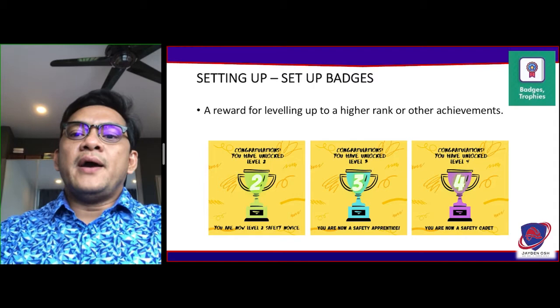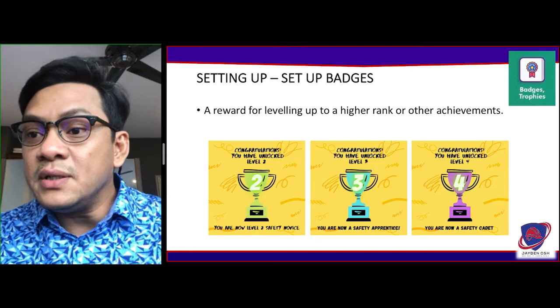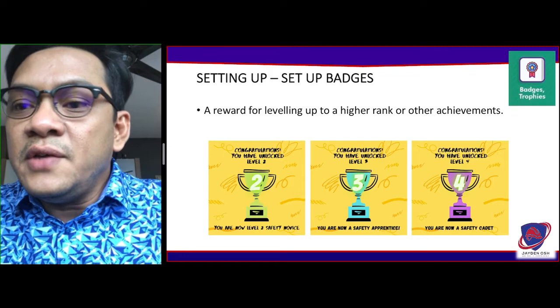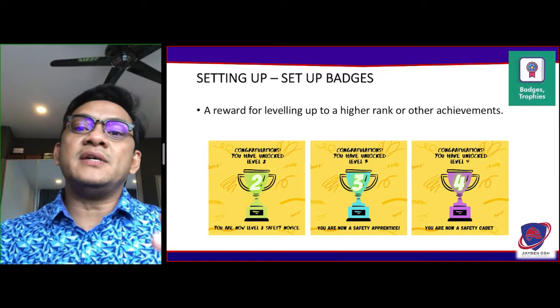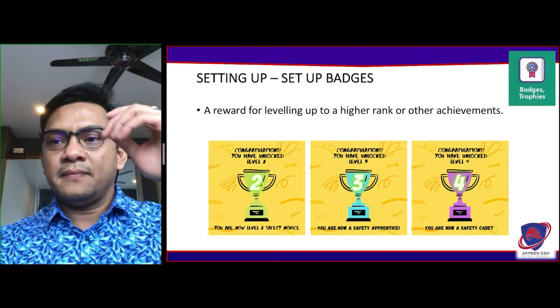When my students accomplish a quest, they will get this. Level 1, level 2, level 3, and level 4 badge, together with a picture of a trophy and the rank that they get. You are now a level 2 safety novice. You are now a safety apprentice. You are now a safety cadet. And these are the level up badges. If you want to create other badges for other achievements, that's good. But don't have too many badges, or else you get confused about which one to give. It just increases your admin work.